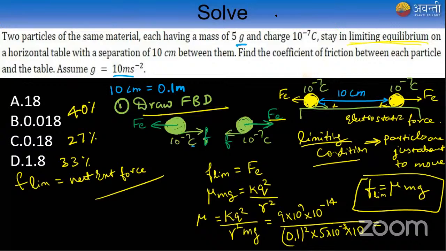So mu mg is equal to the net external force, which is kq square by r square. So mu is equal to kq square by r square times mg. Cross multiply, and after simplifying, you get the value as 0.18. Since this is a coefficient of friction, it's a scalar quantity, having only magnitude, and it doesn't have any unit too. So the correct answer is 0.18. Option C is the correct answer.